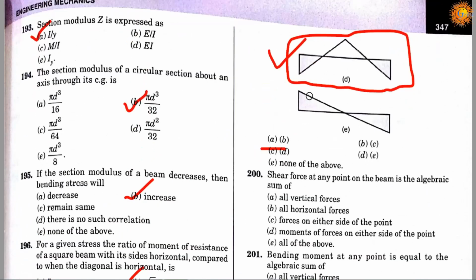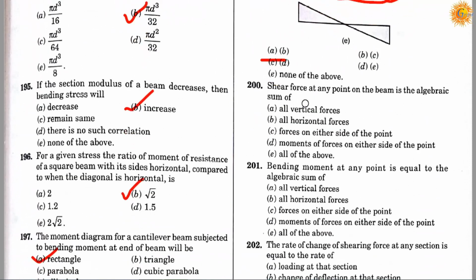Question number 200. Shear force at any point on the beam is the algebraic sum of: option A, all vertical forces; option B, all horizontal forces; option C, forces on either side of the point; option D, moments of forces on either side of the point; and option E, all of the above. Correct answer is C. Shear force at any point on the beam is the algebraic sum of forces on either side of the point.